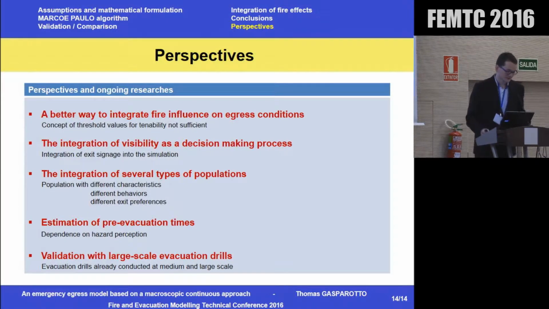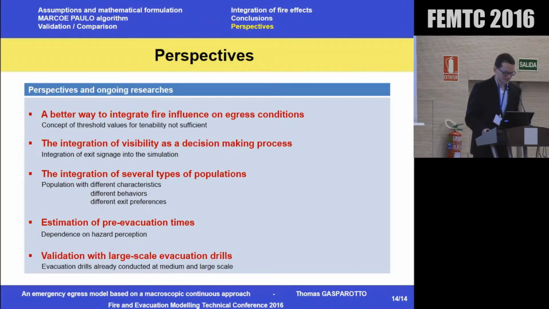I will conclude with some perspectives and the ongoing research, which will improve the reliability of this model. First point is a better way to integrate fire influence on egress conditions. I have assumed here that fire has no impact on egress conditions under critical values. This hypothesis is quite strong and can be made more realistic, considering, for example, several levels of constraint.